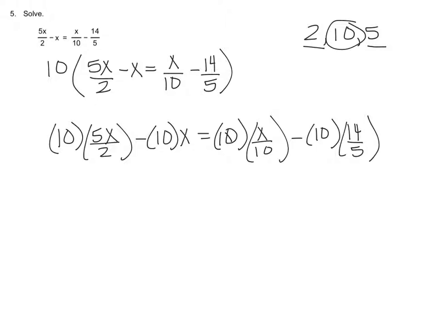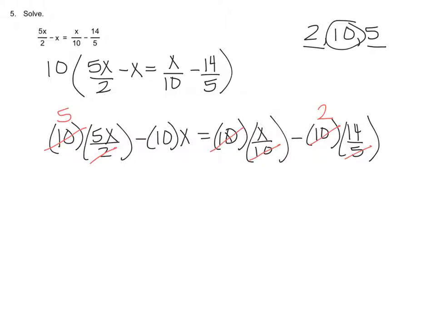Now if we look at 10 times 5x over 2, I can cancel out the 2 and make the 10 a 5. That's because 2 goes into 10 5 times, or 10 divided by 2 is 5. Now, if I go through my problem, we can see that my 10's in the denominators of this term will also cancel. And then the 5 in this denominator position will cancel with the 10, making this a 2, because 10 divided by 5 is 2.